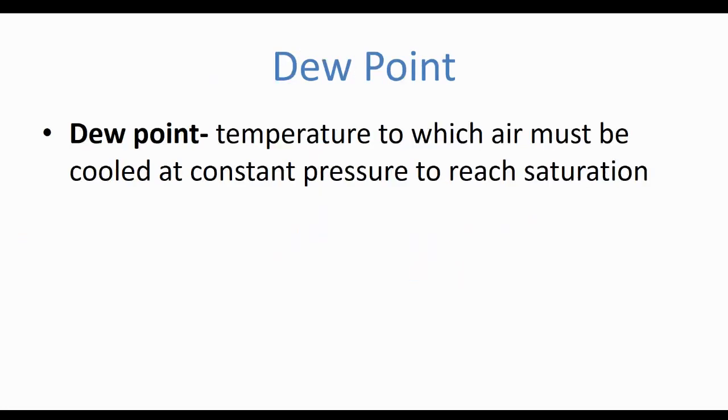The dew point is the temperature to which air must be cooled at constant pressure to reach saturation. When air cools to this point, then condensation happens, which means we get water or dew. Condensation occurs because water vapor condenses and dew forms.